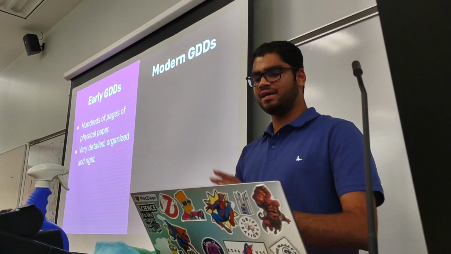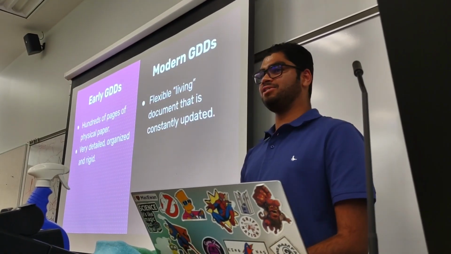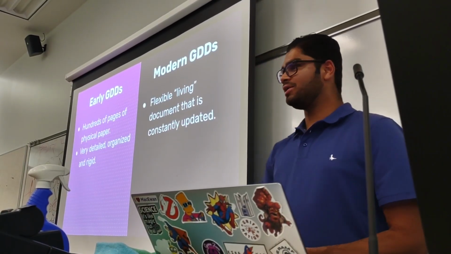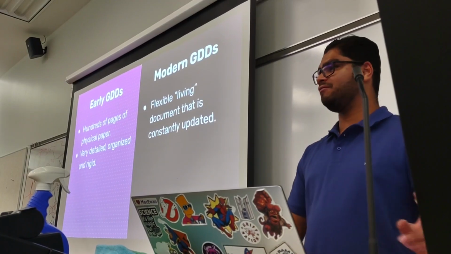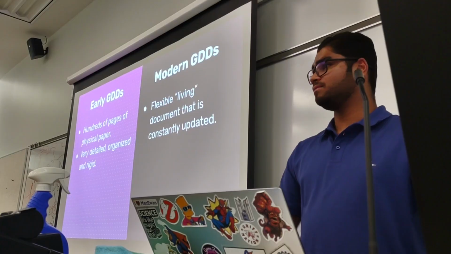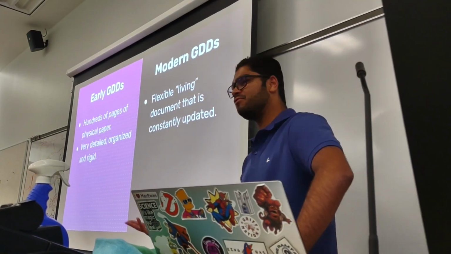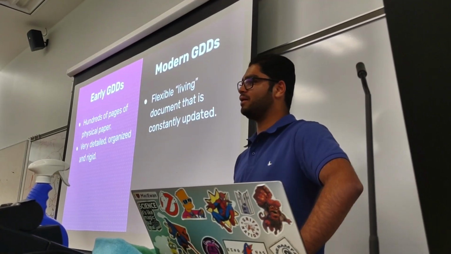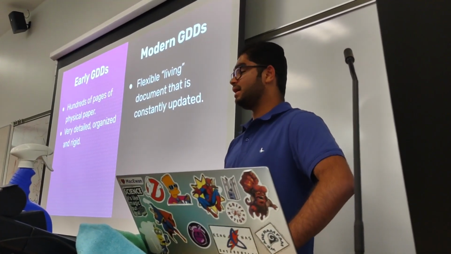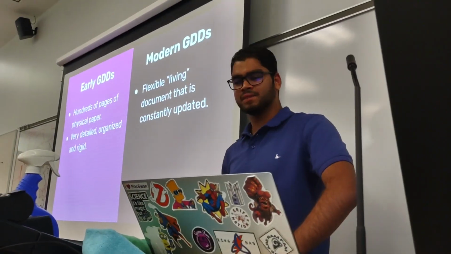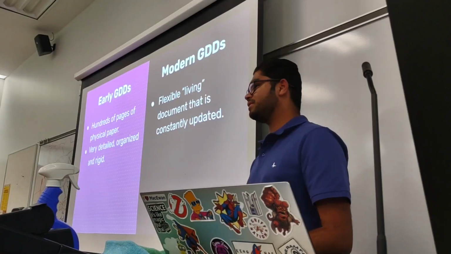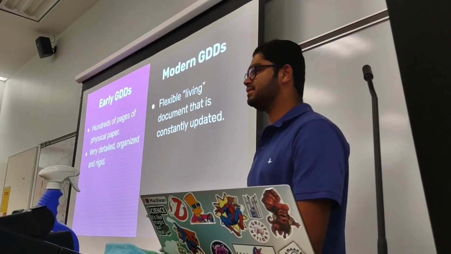But nowadays we don't do that anymore, because number one, we have digital paper now, Google Docs, Microsoft Word, all of that. So modern GDDs are considered more flexible living documents. You can go in and update it whenever you want. And so during development, you'll realize that some of your ideas work, but some of them don't work out the way you'd hoped. You might need to tweak some ideas, or maybe get rid of an idea, or add new ideas. So that's why modern GDDs are flexible living documents. You can update it whenever you want, go in and change stuff.